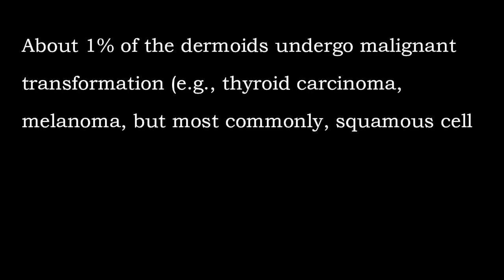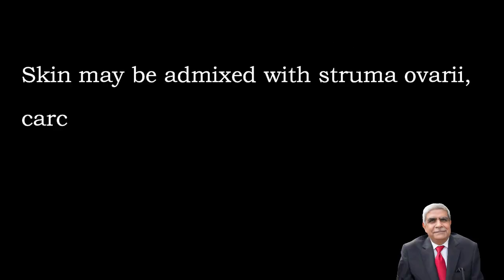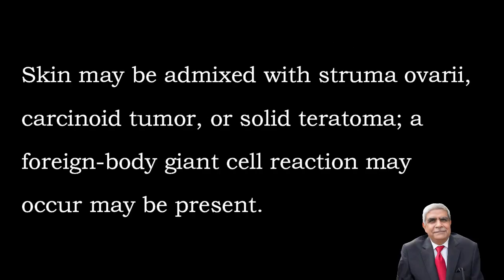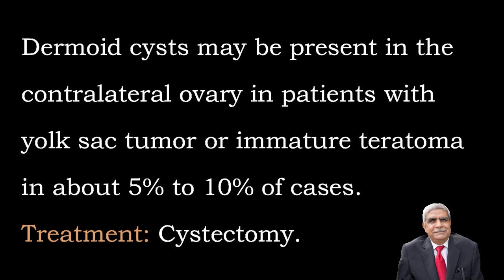About 1% of dermoid cysts undergo malignant transformation. For example, one can see thyroid carcinoma, malignant melanoma, but most commonly squamous cell carcinoma. Dermoid cysts are lined by keratinizing squamous epithelium with dermal appendages. Skin may be admixed with struma ovarii, carcinoid tumor or solid teratoma, or there may be a foreign body type of giant cell reaction. A dermoid cyst may be present in the contralateral ovary in patients with yolk sac tumor or immature teratoma, which is seen in about 5 to 10% of cases.